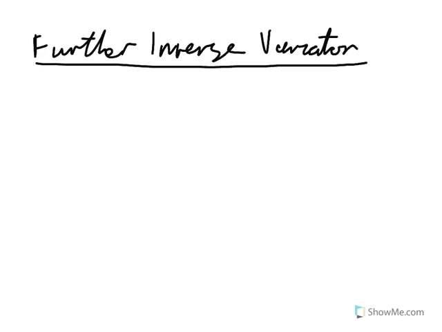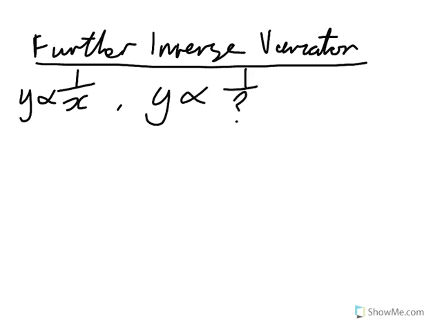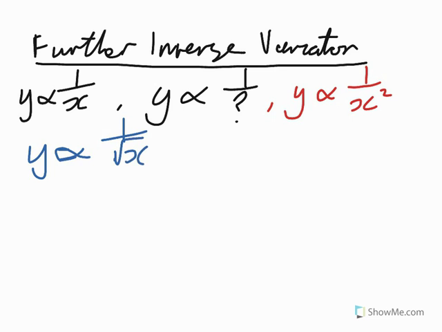Okay, today we're looking at further inverse variation. Inverse variation that we've looked at, y is proportional to 1 on x, but any inverse variation is y is proportional to 1 over something, whatever that something might be. So you might have something like y is proportional to 1 on x squared, for example. You might have something like y is proportional to 1 on square root x, for example.